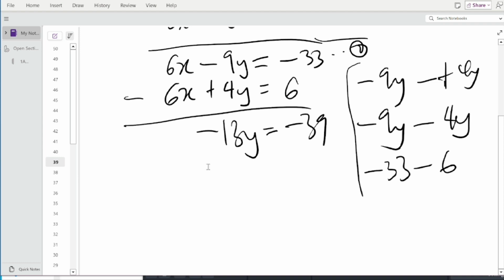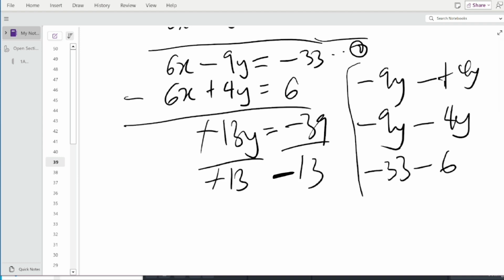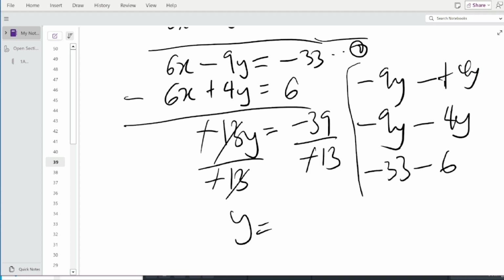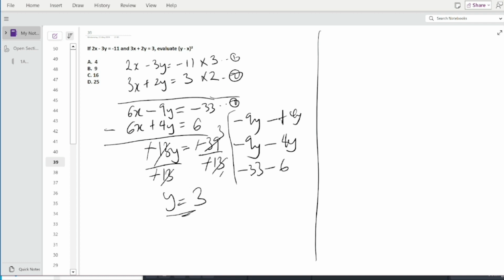Since we want to look for our y only, we divide both sides by minus 13. Minus will cancel minus, 13 cancels 13. Minus will cancel minus, 13 here 1, 13 here 3. So our y is 3. Since we have our y to be 3, we can use any of the 4 equations to find our x.